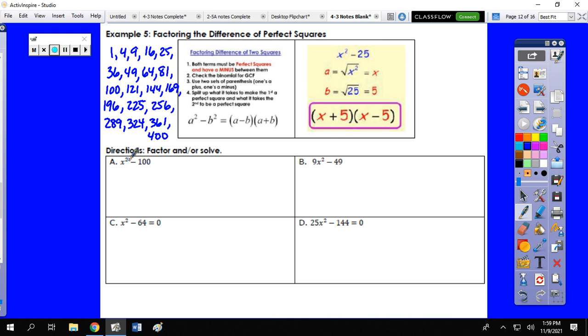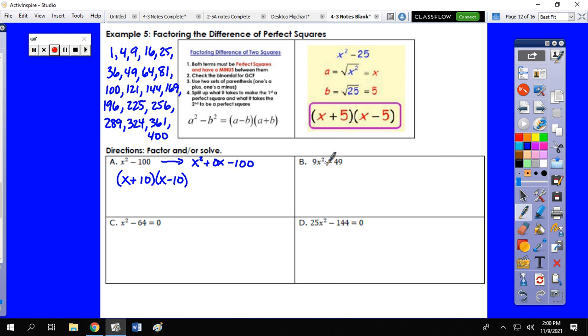So if we look at example A and we're asked to factor that expression, we should realize that x squared is a perfect square in that its square root is x, and 100 is a perfect square, its square root is 10, which means that that factors into x plus 10 times x minus 10. Now the reason why this works is because essentially we do not have that middle term. So we're looking for two numbers that multiply to negative 100 and add to 0, which would be 10 and negative 10.